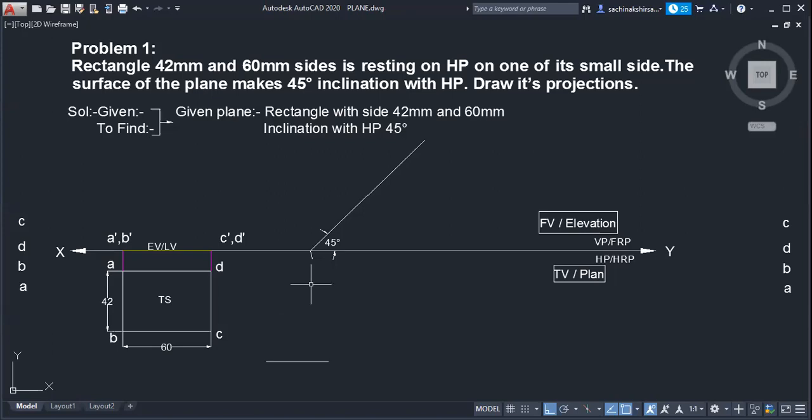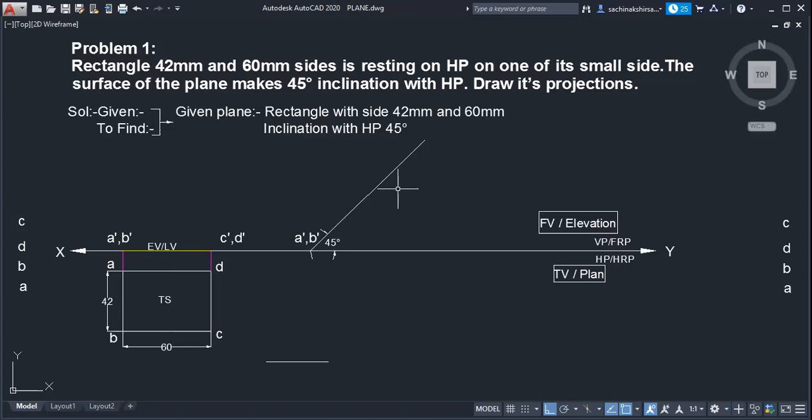You have to take a distance in your compass equal to the line view or edge view. You have to take distance equal to this edge view or line view. Put one end of the compass on A dash B dash and the other on C dash D dash, and mark this. Mark here.